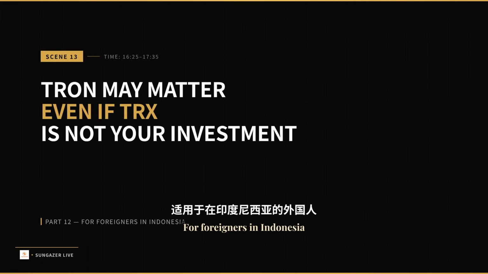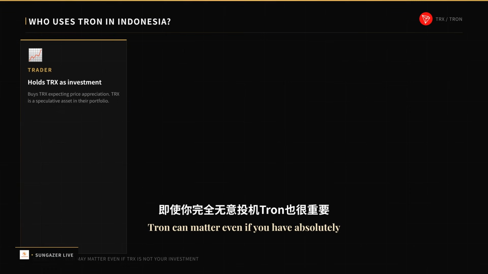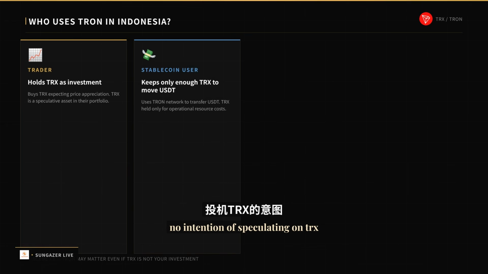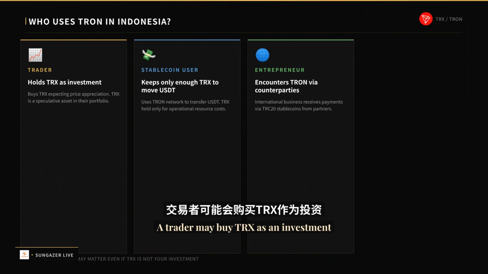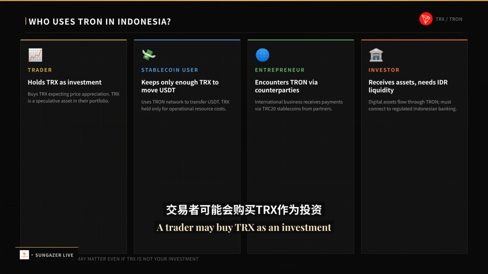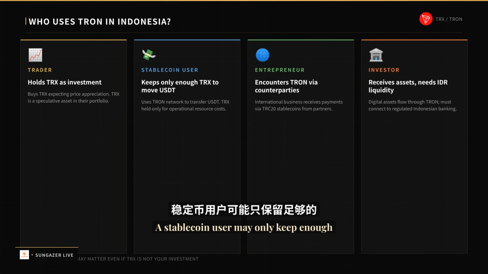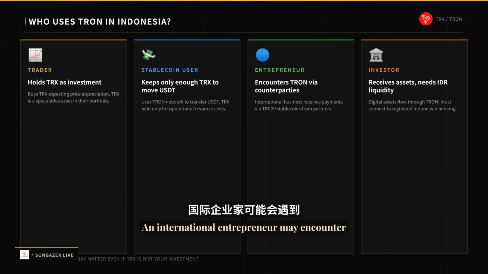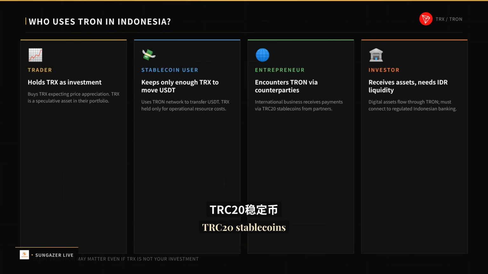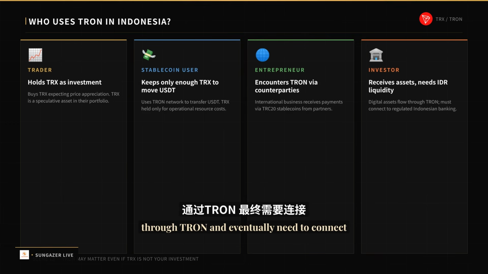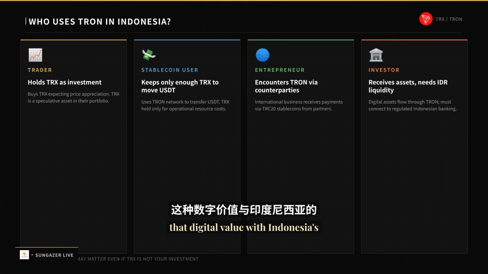For foreigners in Indonesia, TRON can matter even if you have absolutely no intention of speculating on TRX. A trader may buy TRX as an investment. A stablecoin user may only keep enough TRX or network resources to move USDT. An international entrepreneur may encounter TRON because counterparties use TRC20 stablecoins. An investor may receive assets through TRON and eventually need to connect that digital value with Indonesia's regulated crypto and banking system. These are different use cases.